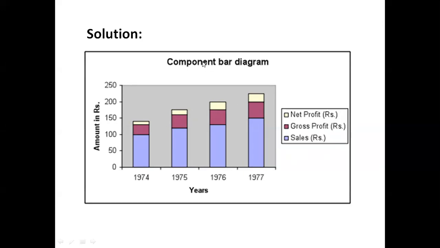So this is called as component bar diagram. One bar showing the 3 components or 3 pieces of information regarding the 1 year. So it's showing the information about gross profit, sales and net profit in each bar. Sales are represented by blue color, then gross profit is pink, and then white. So this is called as component bar diagram. This is one variety of bar diagram.